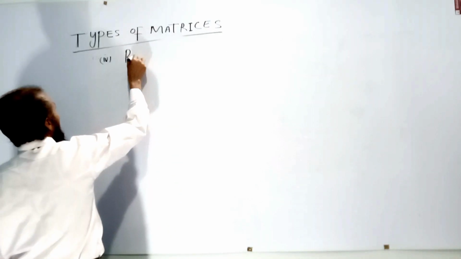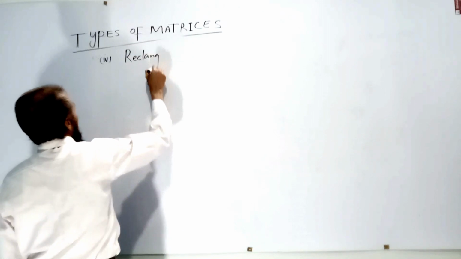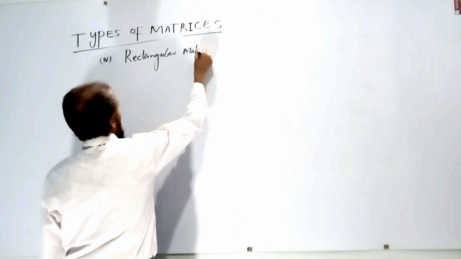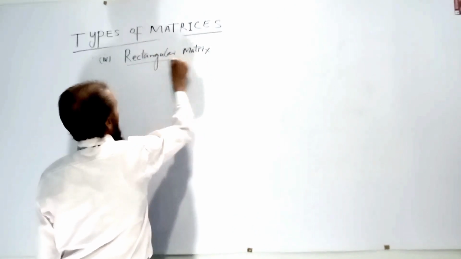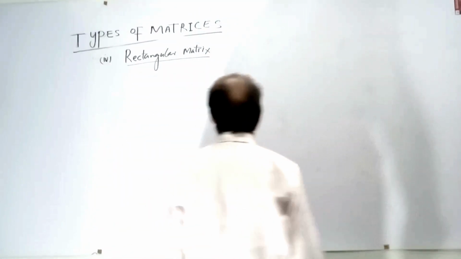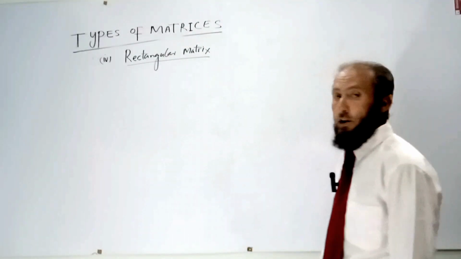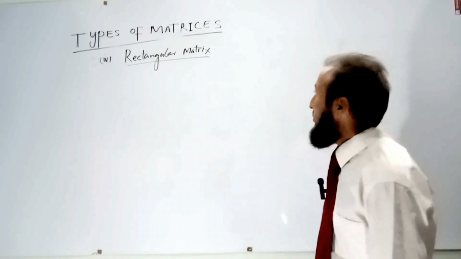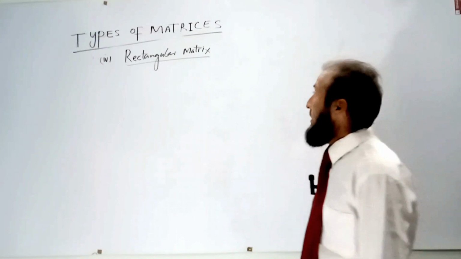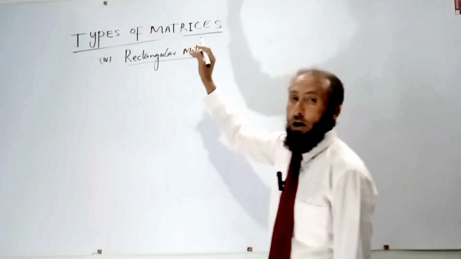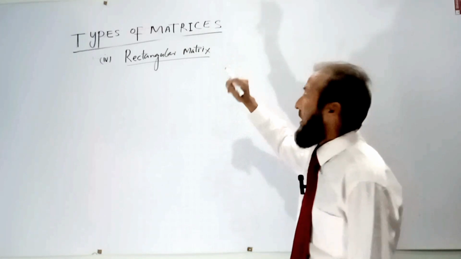Next is the rectangular matrix. What is a rectangular matrix? We have already discussed the square matrix, in which rows are equal to columns. But in the rectangular matrix the situation is different. The number of rows is different from the number of columns.